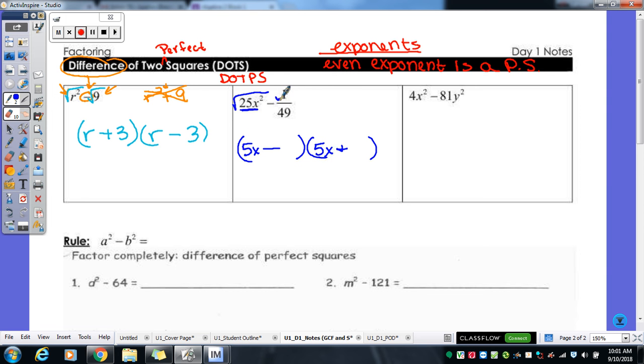For the fraction, you're going to take the square root of the top and the bottom separately, and that makes your new fraction. So the square root of 1 is 1. Square root of 49, 7. So when we take the square root of the whole thing, it becomes 1 over 7. And then we're done.